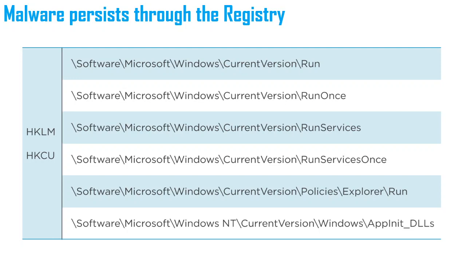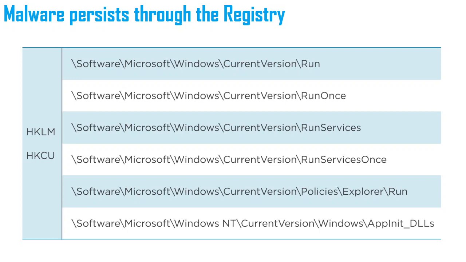So these are the most important registry entries. HKLM means HKEY_LOCAL_MACHINE, HKCU means HKEY_CURRENT_USER. Under these, these are the important registry entries that the malicious file will modify for the persistent behavior of this particular malware. So you keep a note of these registry entries.